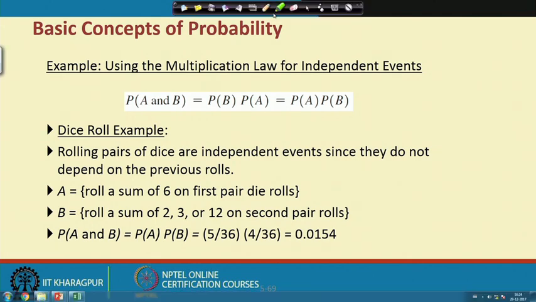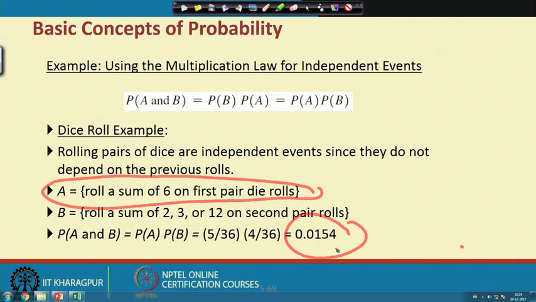Now, the same example which you have already highlighted previously, dice roll: roll a sum of 6 on the first pair of rolls and roll a 2, 3 or 12 on a second pair of rolls. Obviously, the two are completely independent. So, as a result, the final outcome will be P(A) into P(B) only. So, 5 by 36 multiplied by 4 by 36 will give you a probability of 0.015. So, it is nothing but 2% only.